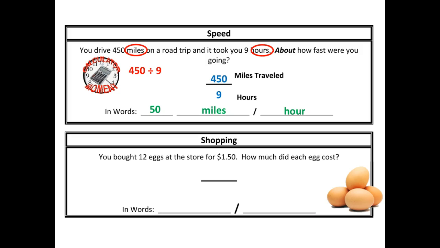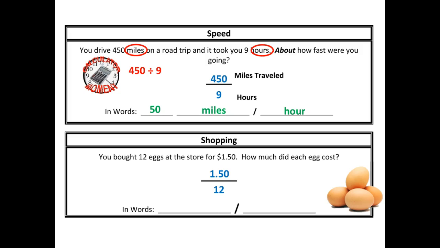You bought 12 eggs at the store for $1.50. How much did each egg cost? Remember, one of the most common categories for rates is price per unit, or unit cost, or unit price. That's where that rule of thumb comes in. If I have a cost, in this case $1.50, it's going to go in my numerator. I'm paying $1.50 for every 12 eggs, $1.50 per 12 eggs.